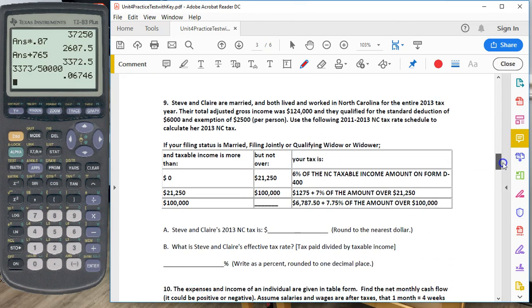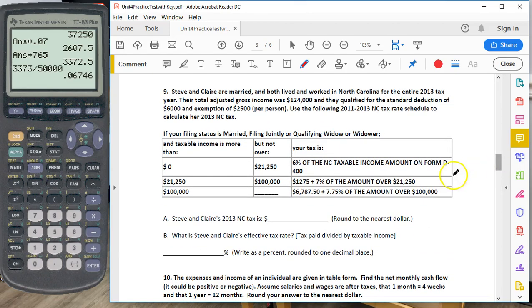So now let's look at Steve and Claire. They're married. They live and work in North Carolina. Same story as before. They have an adjusted gross income of $124,000. They're going to get a standard deduction of $6,000. That's a little too good. And then they get $2,500 per person. So that's going to be $5,000. And so their taxable income is $113,000. So that puts them right in here.